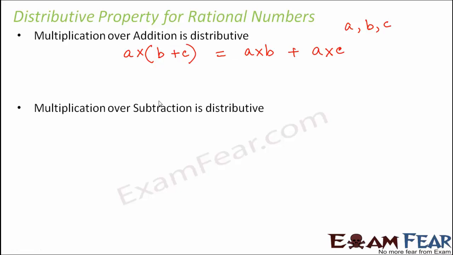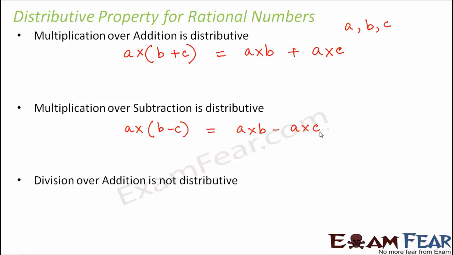Similarly, the distributive property of multiplication over subtraction also holds true. That is, if you have A into (B minus C), this can be written as A into B minus A into C. So this also holds true. Now, does that mean that division would also hold true over addition or subtraction? That will not hold true. So basically, if you have A divided by (B plus C), that will not be equal to A divided by B plus A divided by C.